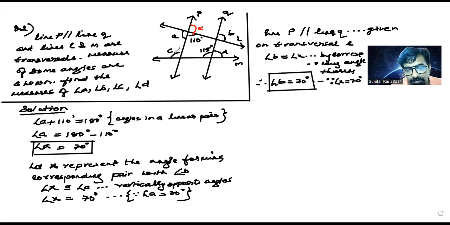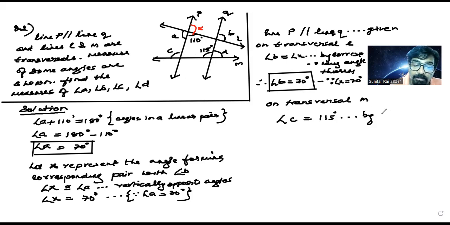Let's have a look at C, children. C has vertically opposite angles and linear pairs, but none of those angles are given. So how do we find the value of C? Parallel means P and Q are parallel. A transversal M is visible, it lies on transversal M. So better say on transversal M, what is angle C equal? Angle C equals 115 degrees directly by the corresponding angles theorem. I hope everybody can understand this.